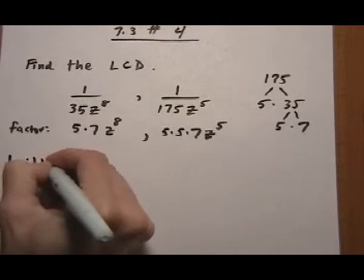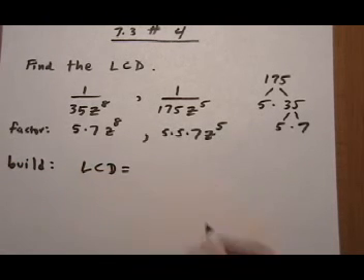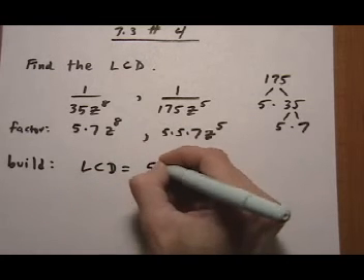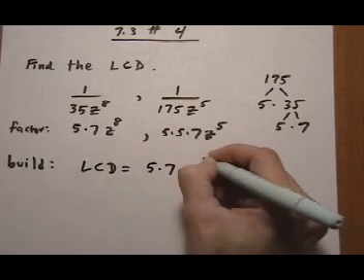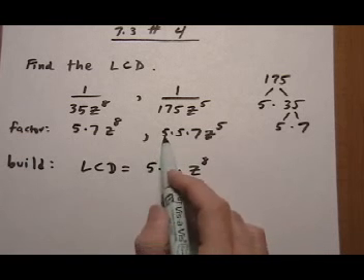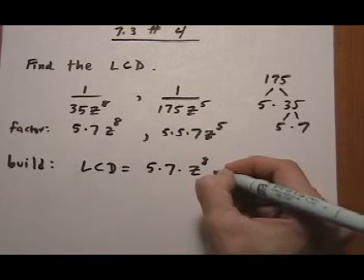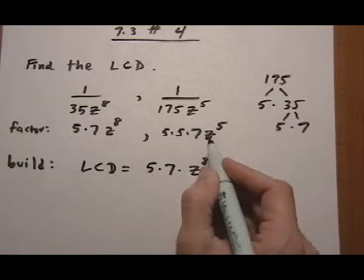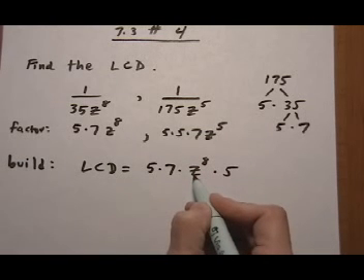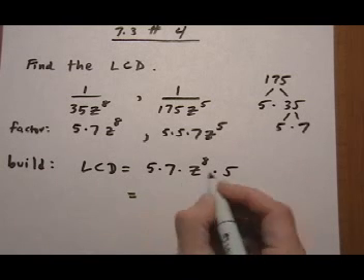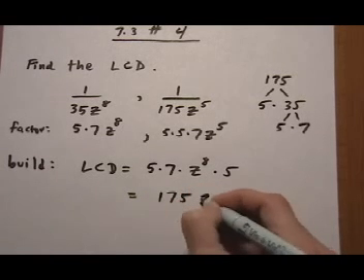And now we build. The LCD equals take every factor of the first denominator. 5 times 7 times z to the 8. Now look at the second one and see what's missing. Well, we've got one 5, but we need another 5. There should be 2 5s there. We've got the 7. We already have z to the 5th contained in z to the 8th, so we're not going to put another z to the 5th in there. So our answer for the LCD would be 5 times 7 is 35 times 5 is 175, z to the 8.